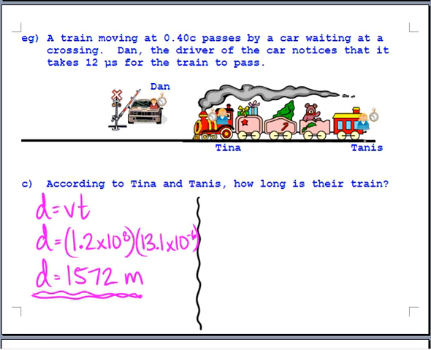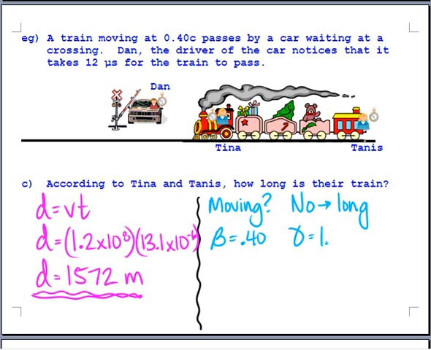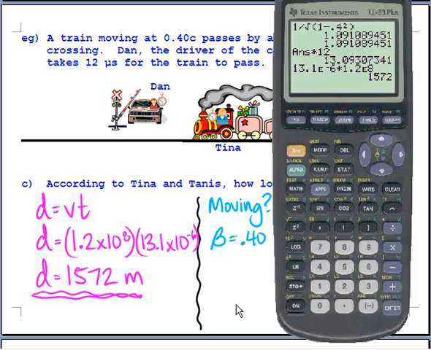We can play this game. We can say, hey, according to Tina and Tanis, is the train moving compared to them? And you'd say, well, it's moving compared to the ground, but it's actually not moving compared to Tina and Tanis. So we'd say no. And if something isn't moving, it's long. It's normal, and I'm saying that in air quotes, right? It's not skinny, so it's long. So what we could do here is we could say, well, beta was 0.4, the gamma was, I've forgotten, I think it's on the calculator, 1.091.